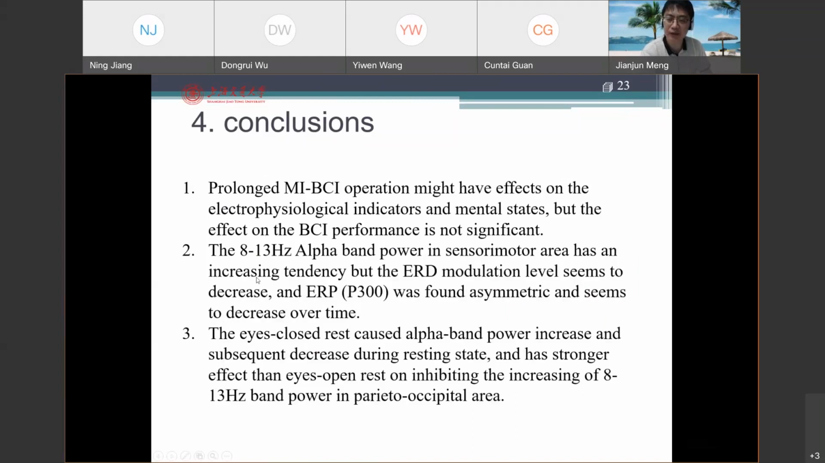Second, the alpha band power in the sensorimotor area has an increasing trend, but the ERD modulation level seems to decrease, and the ERP was found asymmetric and seems to decrease as well over time. And the eyes closed rest caused the alpha band power to increase, with a subsequent decrease during the resting period. It seems it has a stronger effect than the eyes open rest on inhibiting the increasing trend of alpha band power in the parietal occipital area.